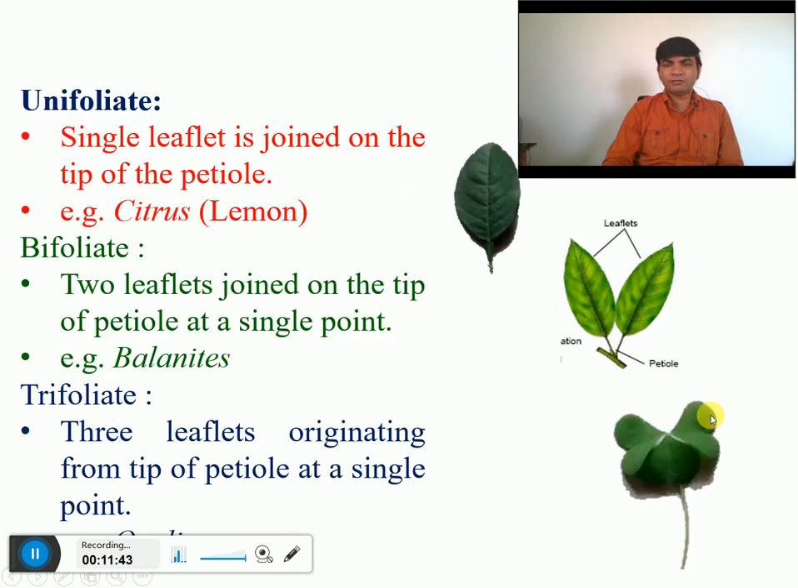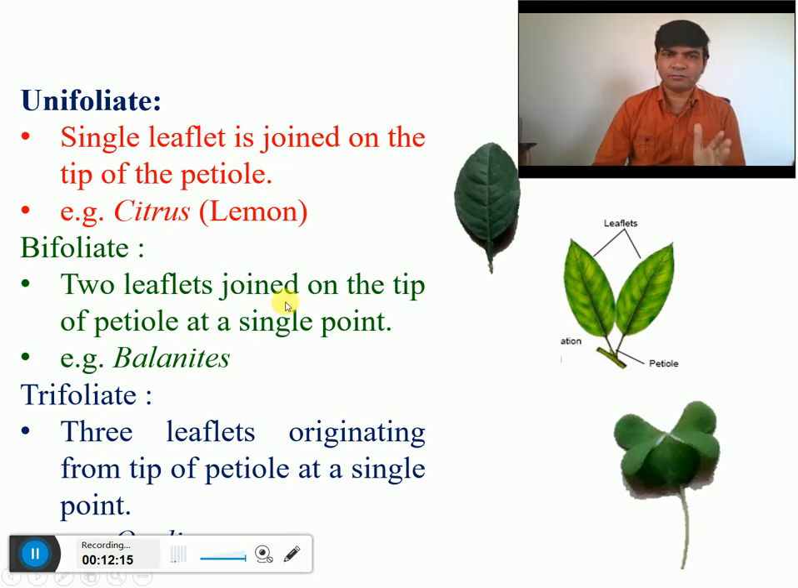Now first of all, the unifoliate compound leaf: a single leaflet is joined on the tip of the petiole. The example is citrus. In citrus, this is the petiole, a winged petiole, on which there is a single leaflet. This may look like a simple leaf, but it is not a simple leaf; it is a compound leaf, and it is a palmately compound leaf.